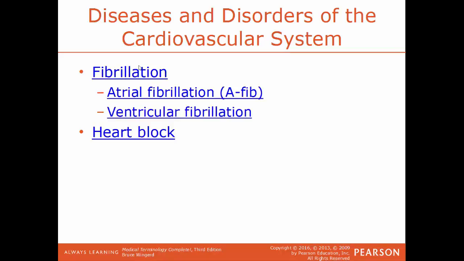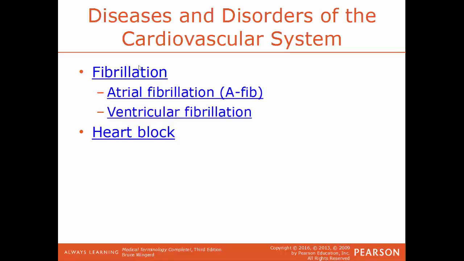So your next term, fibrillation. This is a general term that just means uncoordinated, very rapid and irregular contractions. Depending on what part of the heart is affected will give you a more specific name. AFib, or atrial fibrillation, is fibrillation within the atria. And VFib, or ventricular fibrillation, is those uncoordinated, rapid, irregular contractions in the ventricles.